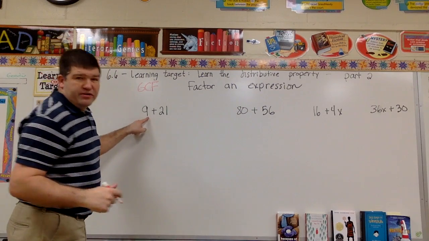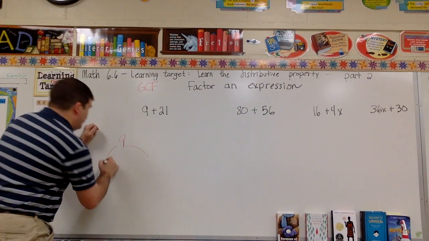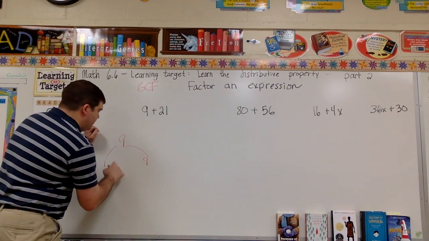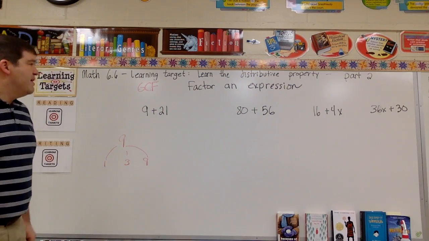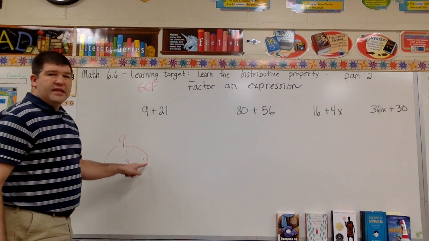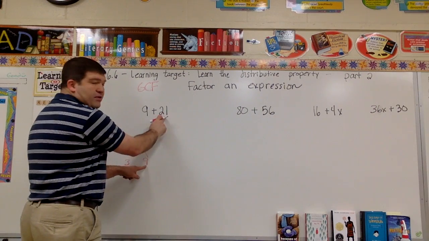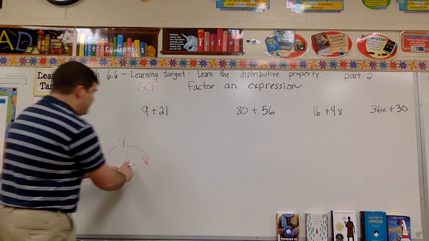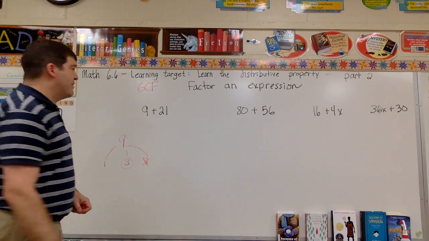So I take the smaller number, 9, and I do my rainbow. 1, 9, 2, 3. Okay, those are my 3 factors of 9. Now I'm going to start with the greatest and see if this is a factor of this one. Does 9 go into 21? No. Does 3 go into 21? Yes. So 3 is my greatest common factor.